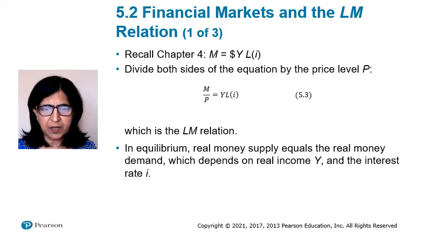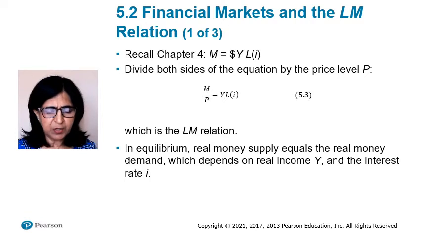M over P equals Y times a function of the interest rate, which says real money supply M over P equals real income Y times a function of the interest rate I. Equation 5.3, which says real money supply is equal to real money demand, is the LM relation. In equilibrium, real money supply equals the real money demand, which depends on real income Y and the interest rate I.